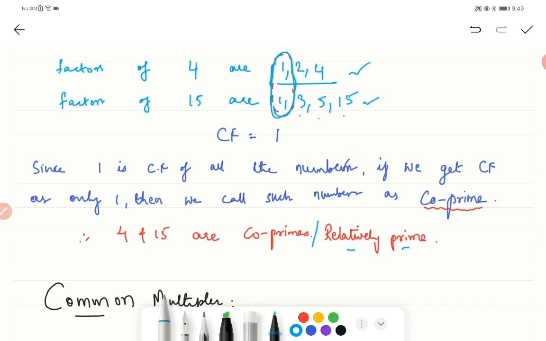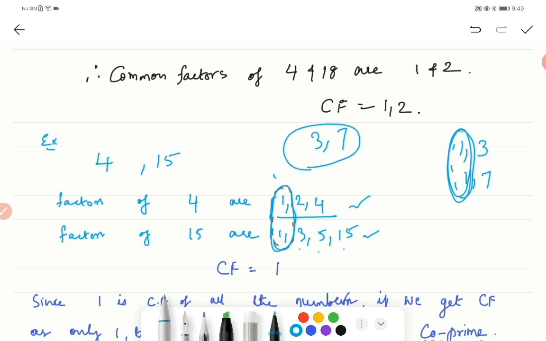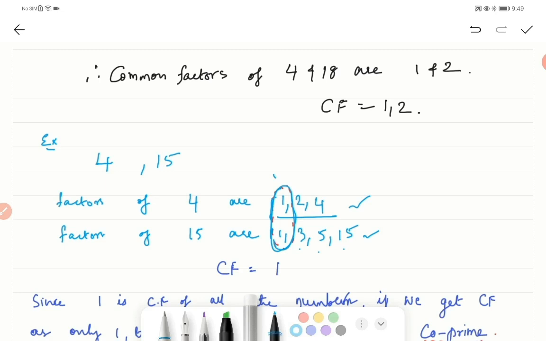Do you want me to take more examples of co-primes? If I take 3 and 7, factors of 3 will be 1 and 3. What about factors of 7? It is 1 and 7. So between 3 and 7 you have only 1 as a common factor, isn't it? So 3 and 7 are also co-primes. If the common factor is only 1, then you say they are co-primes.